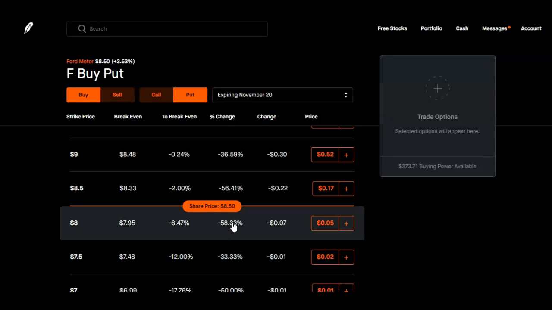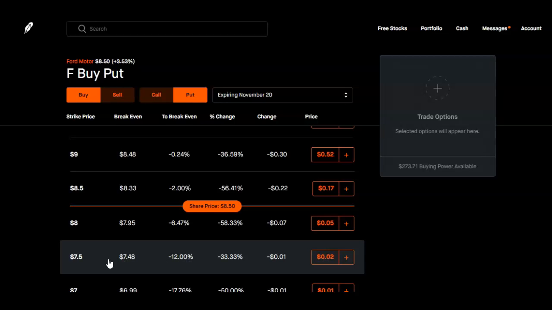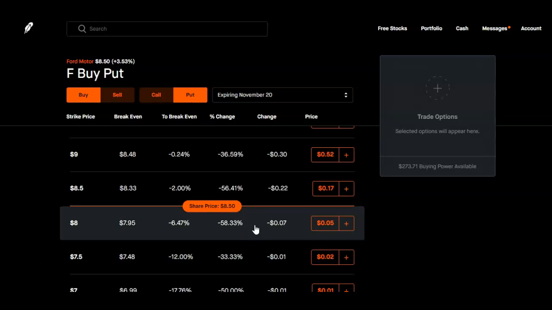Well, then this option would have an intrinsic value of about 50 cents per share, because you bought the put at $8 and then the stock went to $7.50. So you paid 5 cents, and now these contracts would be worth, give or take, around 50 cents. So you basically 10x your money. This is how powerful options are, guys. Really straightforward. You want to buy a call if you think the stock is going to go up. You want to buy a put if you think the stock is going down.